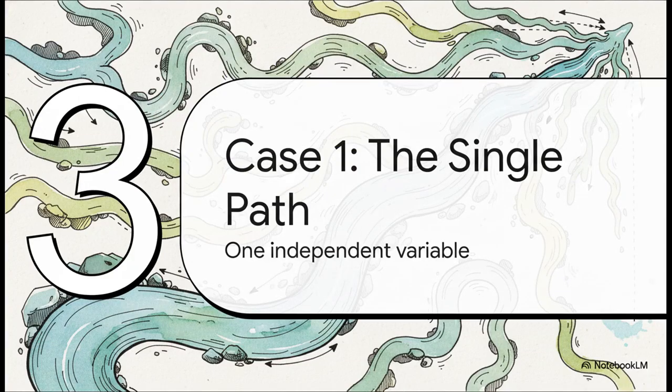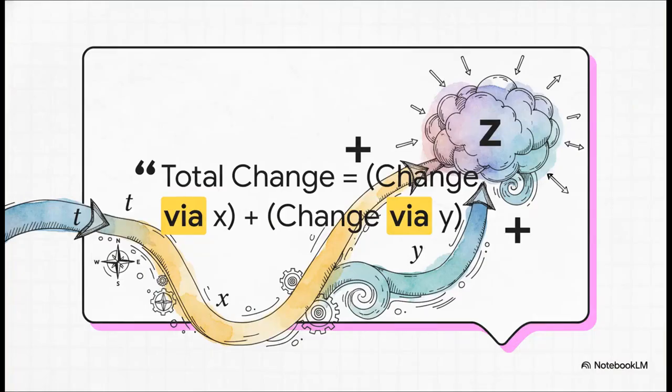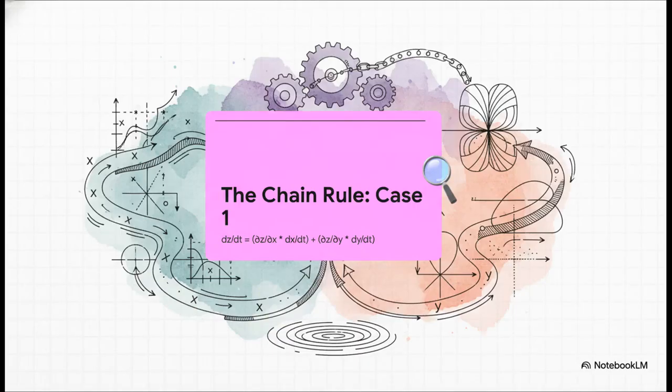Now let's zoom in on this first situation. We'll call it case 1. This is where you have multiple paths but just one single variable at the bottom driving everything. And you know what's so cool about this? The main idea is incredibly simple. To find the total change in z that t causes, you just figure out how much change came through the x path, figure out how much change came through the y path, and you just add them together. That's it. And that simple idea, well, it is the formula.